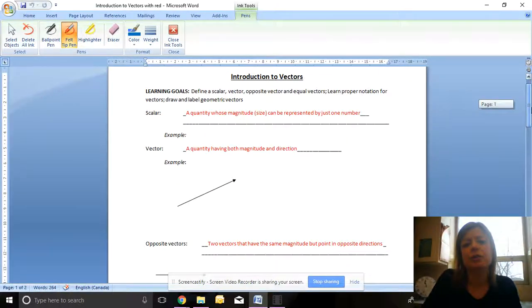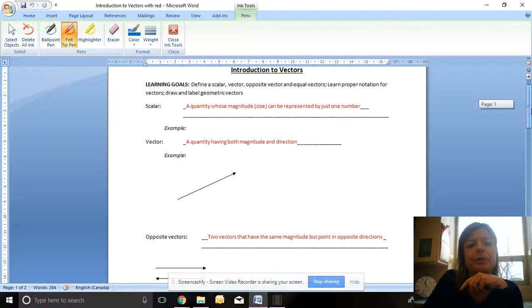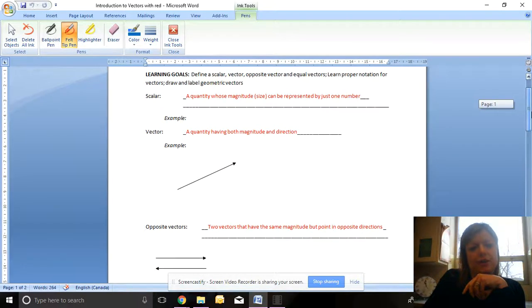Today we're going to learn what a vector actually is, define what a scalar is, what opposite vectors are and equal vectors, and also learn proper notation.